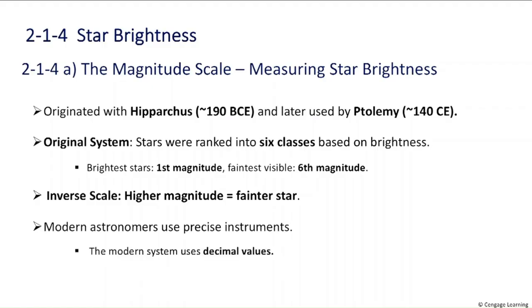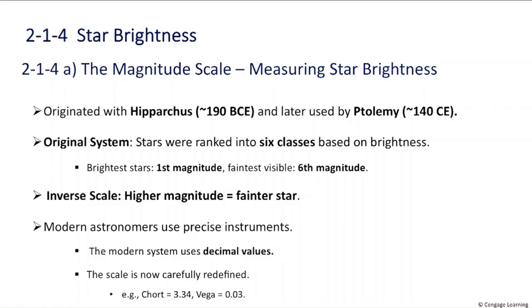Now we are even more precise. We now use instruments that measure brightness down to decimal places, giving us way more precision. So the magnitude scale is no longer just an estimate. It's a mathematical scale where a lower number means a brighter star. It's even possible to go below 1.